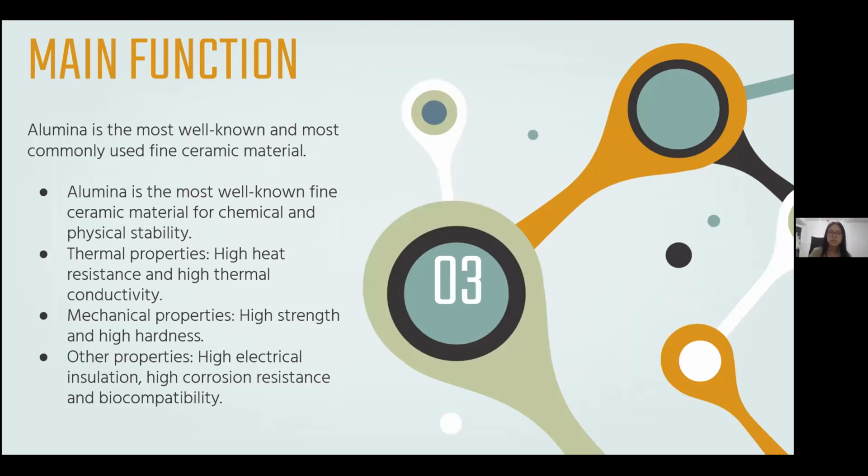And then the main function of the alumina itself: being the most well-known and most commonly used fine ceramic material, it is physically and chemically stable. For thermal properties, it has high heat resistance and high thermal conductivity. It has high strength and high hardness for the mechanical properties, and it also has high electrical insulation, high corrosion resistance, and biocompatibility, which is why it could be used for the optical fiber coating.